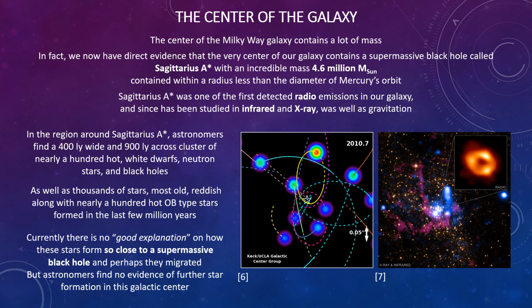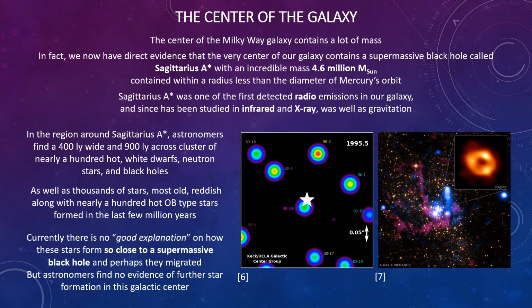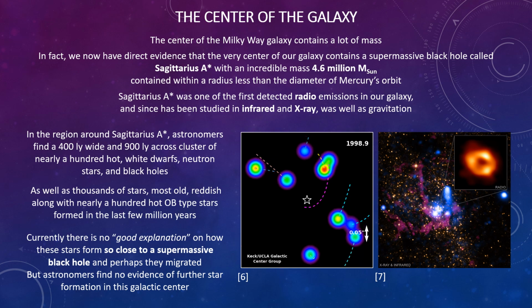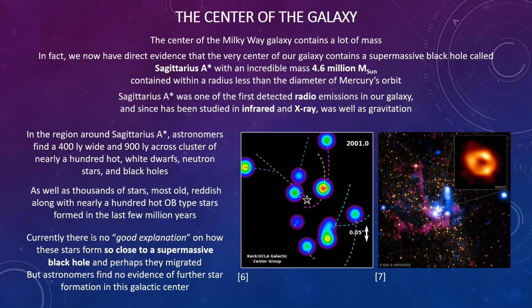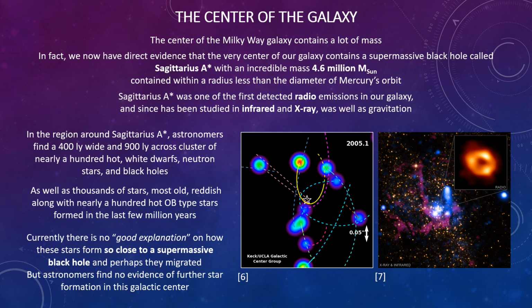a pretty wide cluster of nearly 100 hot white dwarf stars, neutron stars, and other black holes, as well as thousands of other stars that are mostly older and reddish stars, with nearly 100 hot OB type stars formed within the last few million years.